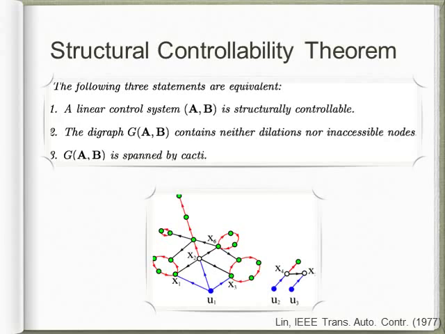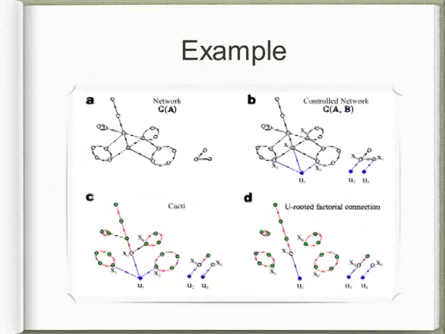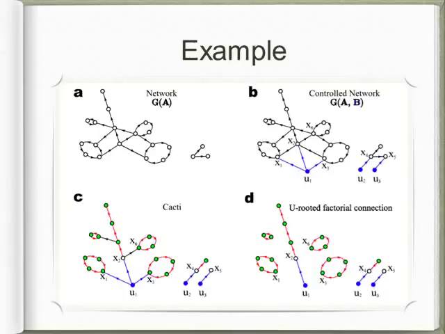So let me give you a small example. Suppose we have a directed network with very complicated topology, and we are controlling this network with three independent signals connected to five nodes, 1, 2, 3, 4, 5. And you can realize that there's an underlying cacti structure. And due to CTD's structural controllability theorem, the system is guaranteed to be controllable.